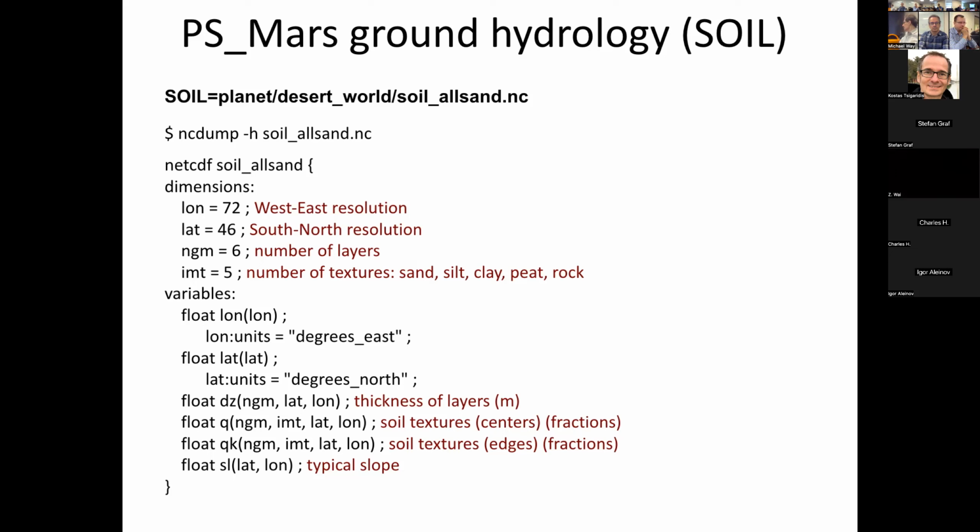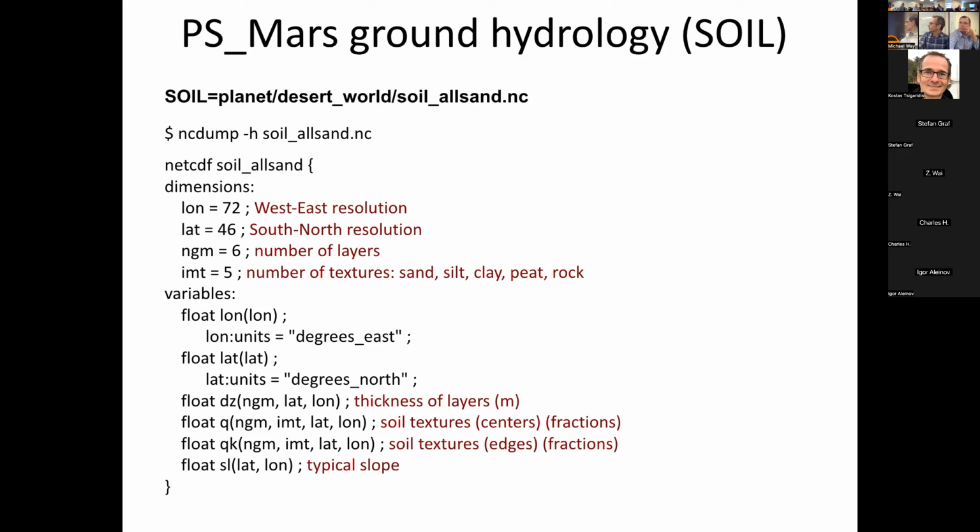Q is soil textures. They have to add up to 1 for each cell, and as I mentioned, you then calculate the rock. Q and QK are kind of the same thing. It's a little like a package that was introduced. Actually, they were needed earlier, but now QK is nearly never used. So basically, just assume that it's the same quantity, but you have to set it. So those are just soil textures, as I said, and SL is a typical slope.